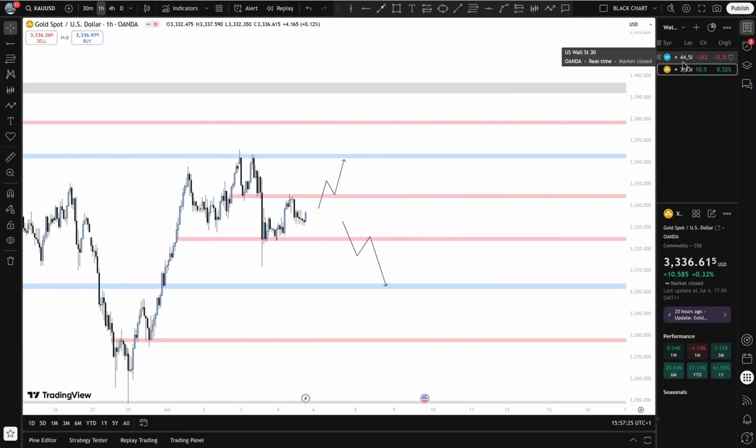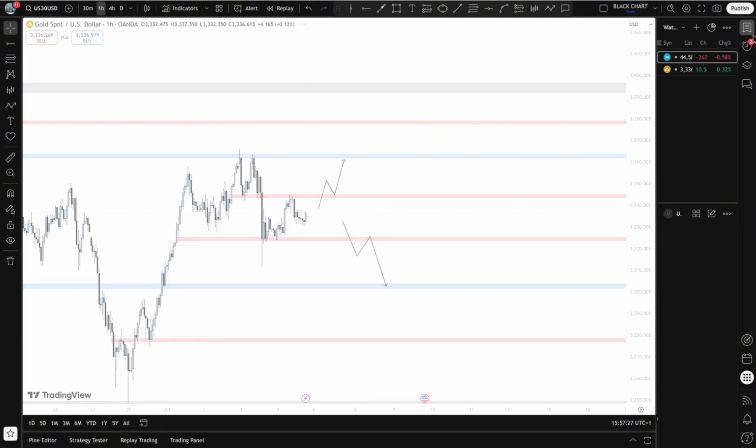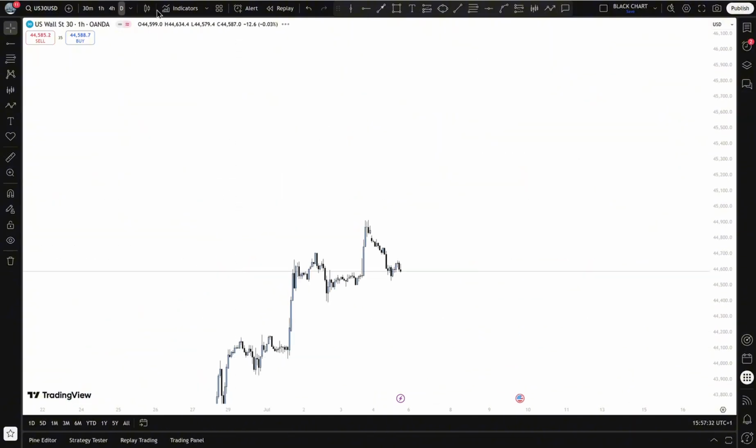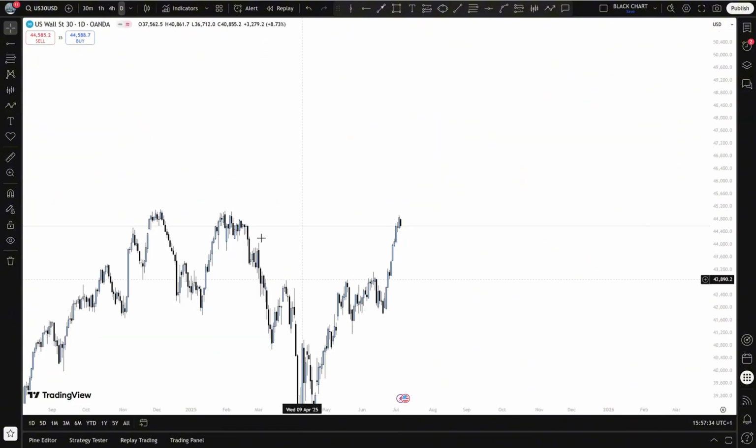So the next one is going to be US30. Now let's go to US30. And this is our chart on US30. Let's go to the daily time frame real quick and mark up our charts, right?